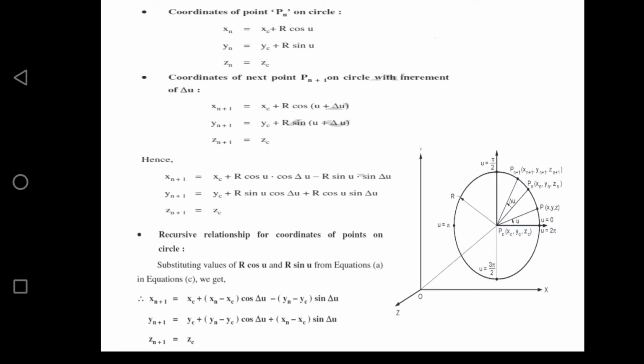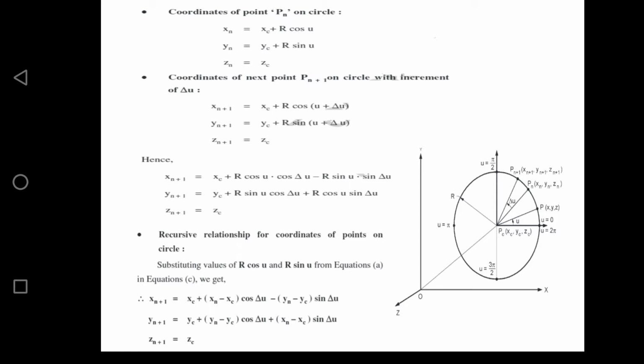So the coordinate points of the Pn on the circle will be defined by using the parametric equation xn equal to xc plus r cos u, yn equal to yc plus r sin u, zn equal to zc. Okay, so this is the starting point. If I define the parametric equation of this point, xn equal to xc plus r cos u, as per the parametric equation of a circle, where xn, yn, zn are the coordinate points of Pn, xc, yc, zc are the coordinate points of the center, r is the radius and u is the independent parameter.